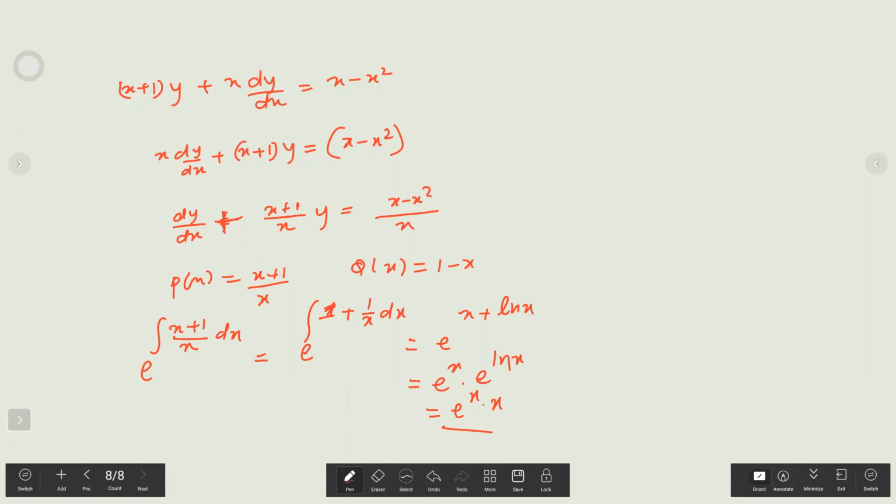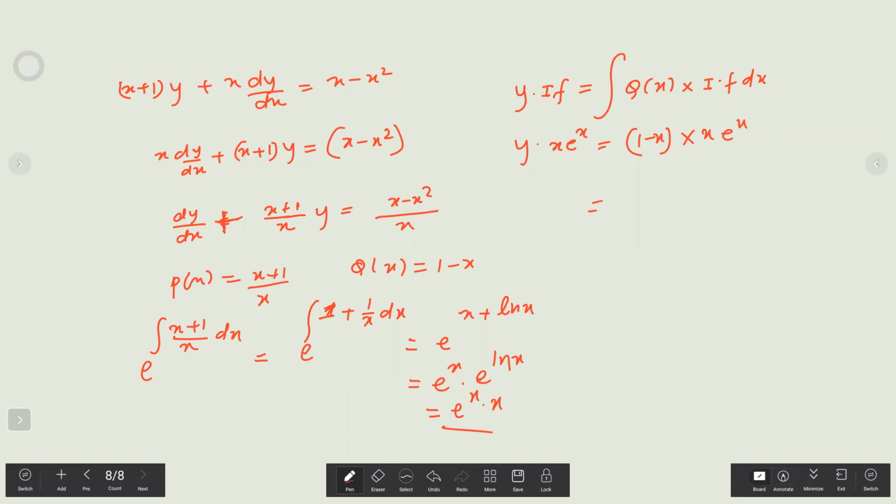Now I'm not writing that multiplication step, but you are supposed to write that down. So I'm just writing the general solution: y times integrating factor equals integration of Q times integrating factor. So y times integrating factor is x e to the power x. Q of x is (x minus x squared) by x, which is nothing but 1 minus x, into x e raised to x.